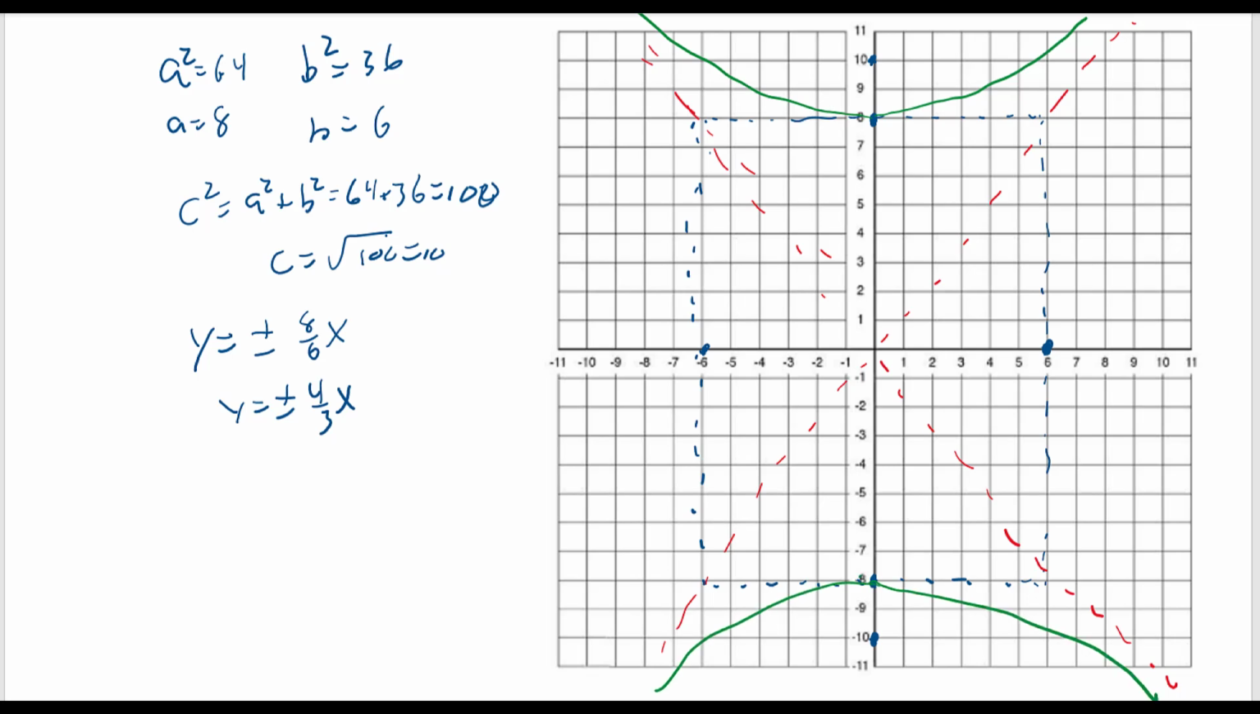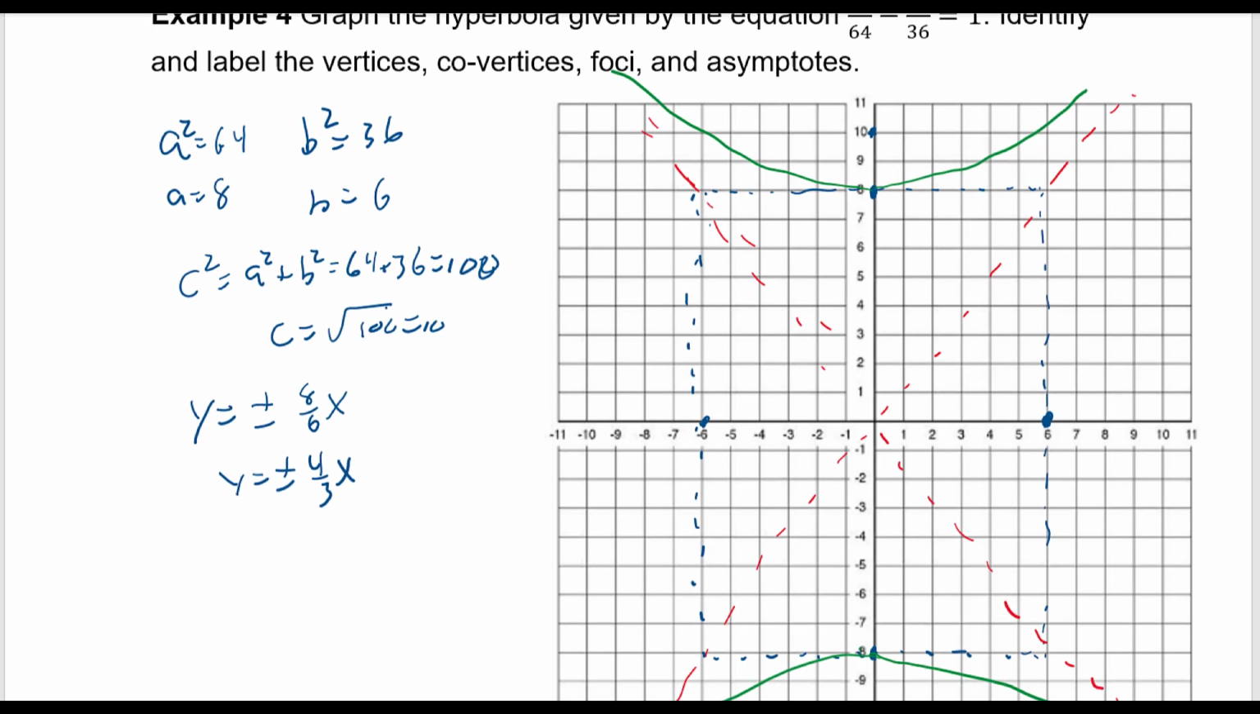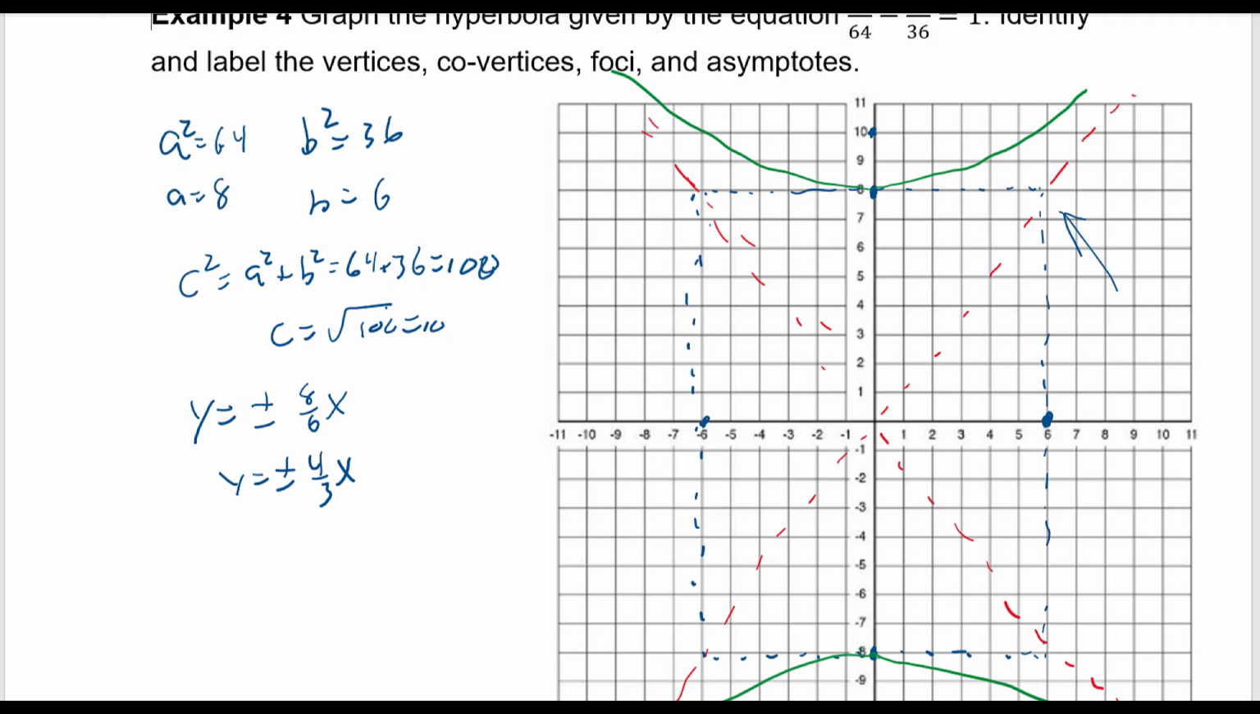Let me see if I got all the elements they wanted. So graph the hyperbola, identify and label the vertices, covertices, foci, and asymptotes. So we have, these are the asymptotes. Then we have, here's our center. This and this are the foci. I'll label, are these not the foci, geez. Those are the covertices. Duh, sorry about that.